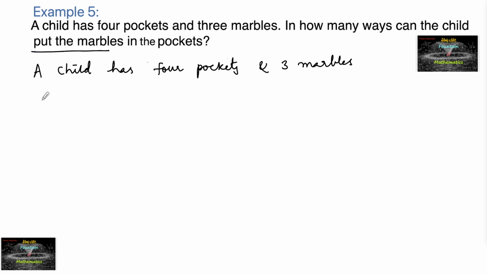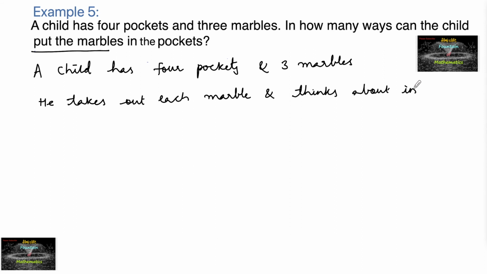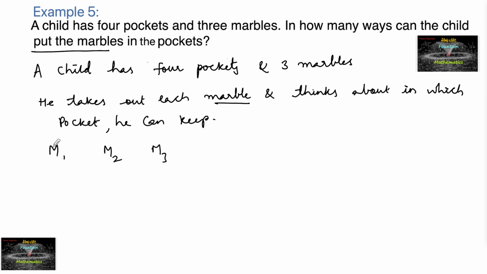Means a child takes out each marble, each of the 3 given marbles, and thinks about in which pocket he can keep it. For this, how many choices is he having? So he takes out each marble. Say the marbles are m1, m2, m3, 3 marbles let us consider.